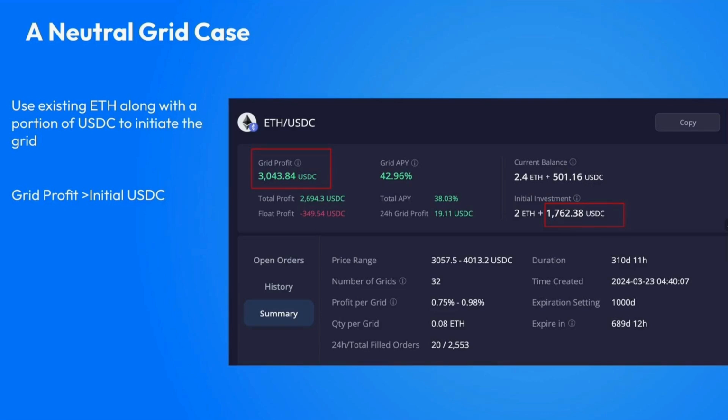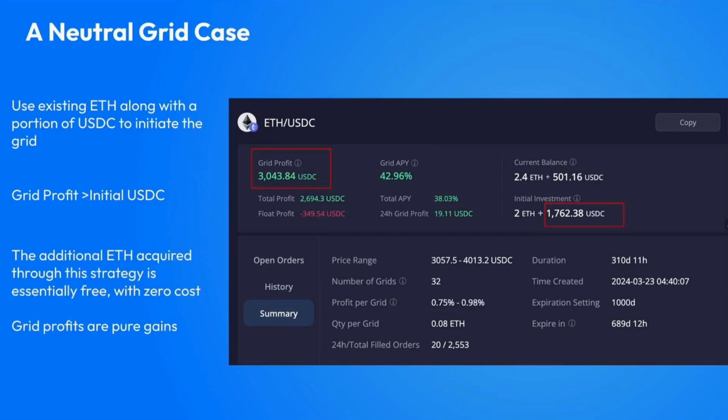1,762 USDC investment. Since grid profits accumulate continuously and only increase when grid profits exceed the initial USDC investment, it means the additional ETH in this strategy is essentially free, with zero cost. Grid profit is pure profit. This is an example of how a neutral grid reduces holding costs.